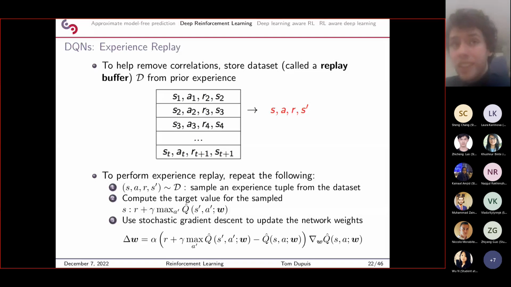Because now, instead of using a sample only once to update our Q-value, we can reuse it many times during training, and this will significantly improve the sample efficiency, which is the number of steps in the environment we need to do to converge, which is a really good thing.